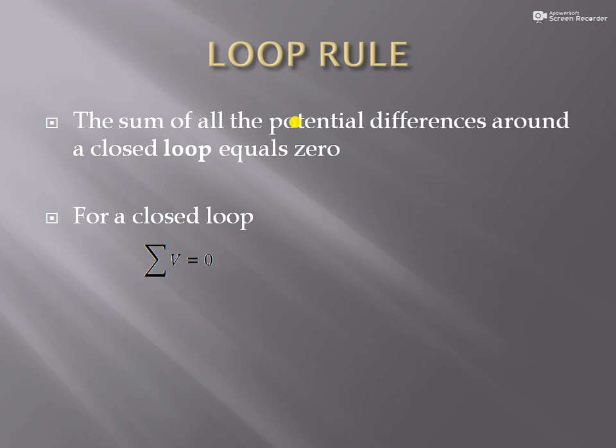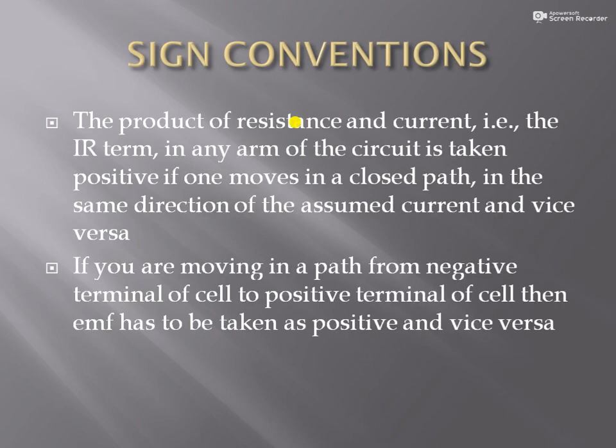We have to understand how we have to apply this loop rule in the circuits. The theoretical form is easy. Everyone can learn that the sum of all potential differences around a closed loop equals 0, but we have to learn how to apply this rule in the circuits. So before starting the application, there are some sign conventions that you have to learn.